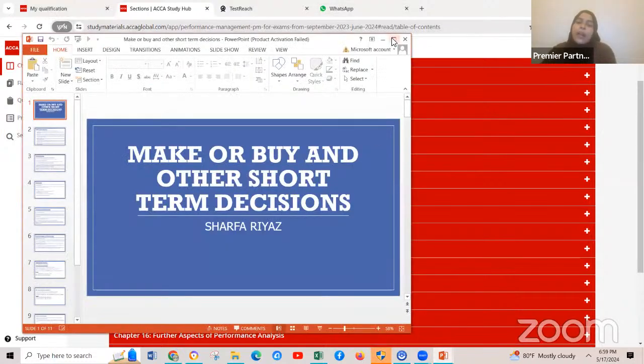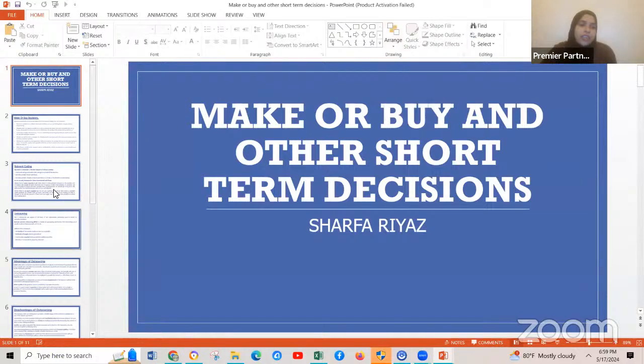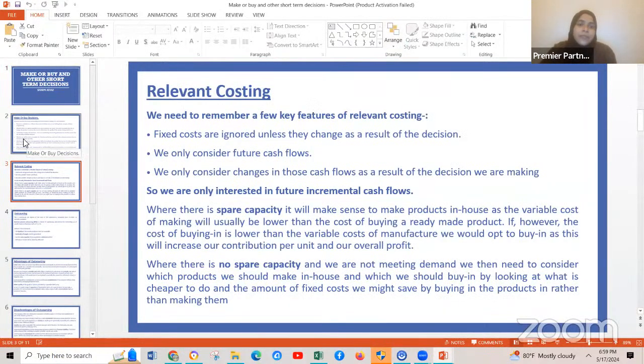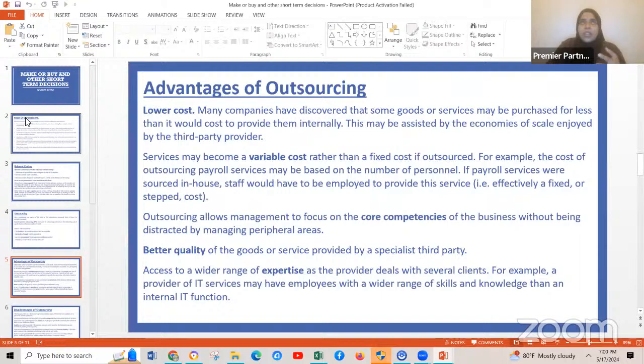Okay, guys, make or buy decisions can come along with relevant costing. Generally, you will see this with relevant costing. So already I have gone through what is relevant costing. Make or buy decisions can be, should we outsource or not? Like, should we make in-house or buy from outside? So you have to compare the cost of making with the cost of outsourcing, and you go with whatever is cheaper.